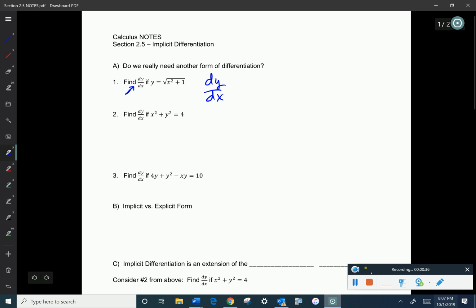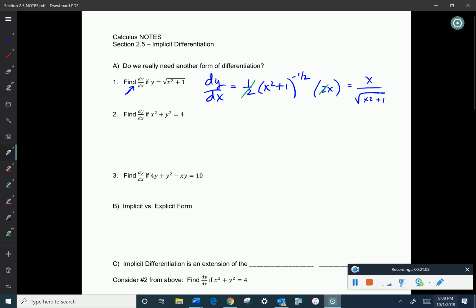And then in order to do the derivative of the right side, we're going to have to do a chain rule, right? So 1/2, keep the x squared plus 1 to the negative 1/2, and then times the derivative of the inside, times 2x. And as you can tell, the 2 and the 1/2 will cancel. And so we could write this as x over the square root of x squared plus 1. Okay, just like we've done in the past.